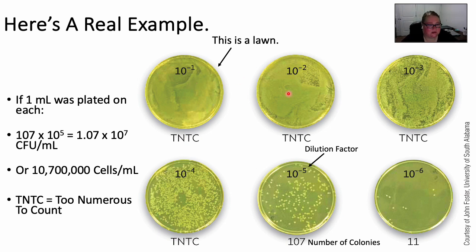Okay, so these first two are what we call TNTC, too numerous to count. This is our lawn. We still have a lawn. But you can see with each dilution, we're starting to see more and more colonies being on their own. But this is still way too numerous to count. This is still too numerous to count. We could count this one, this 10 to the minus fourth one. It would take us a long time. We don't have time for that. So we're going to do another dilution.